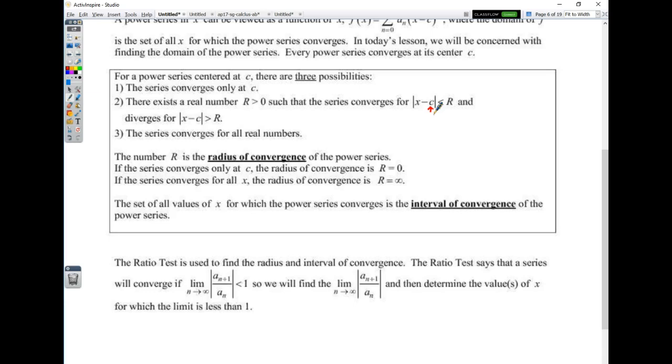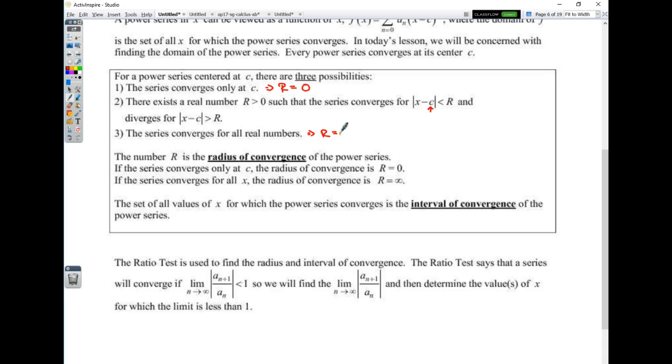Now the logical extension then is if I wind up with a situation like number 1 here, what are we really looking at? That means that my radius of convergence is really, if I only converge at the center, then there's no distance, which means my radius would be 0. Likewise, if I'm looking at number 3, a situation where everything winds up working, well then what would my radius be?